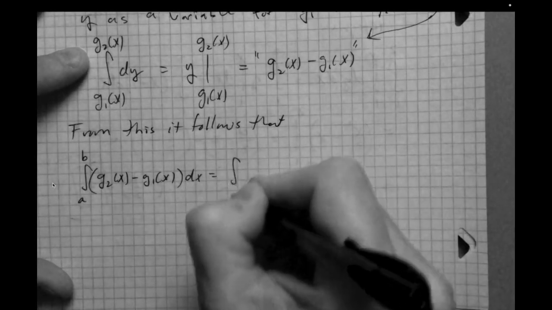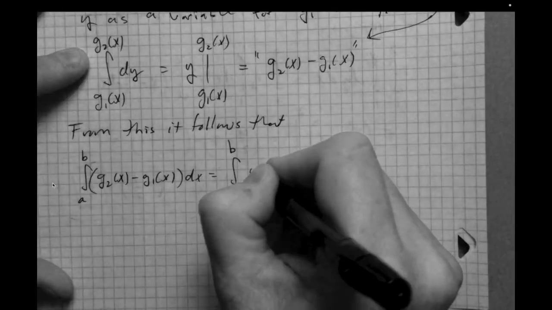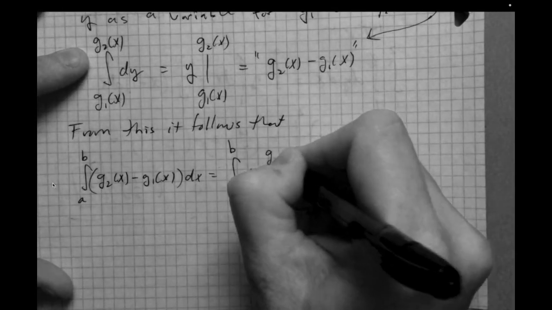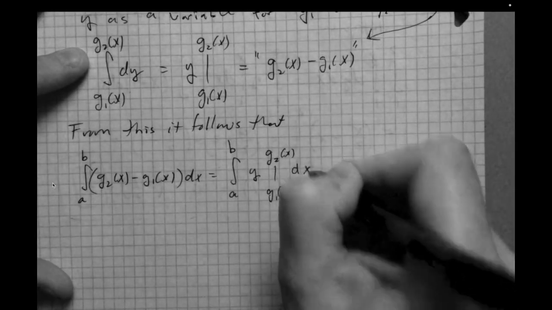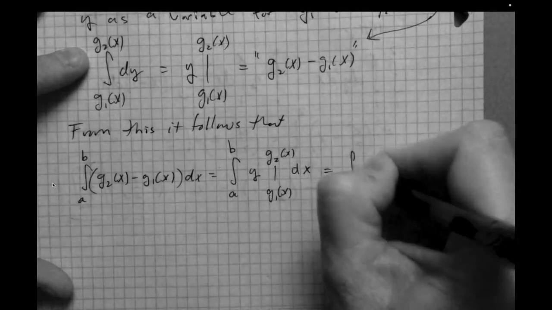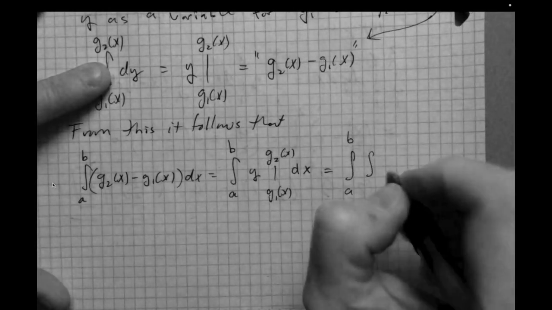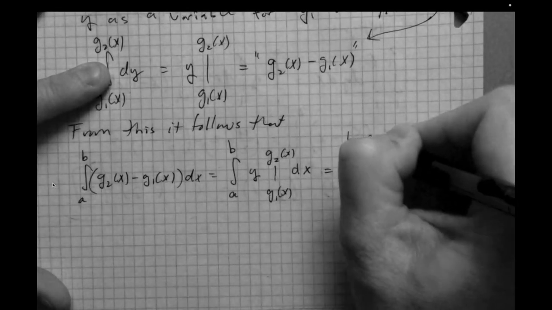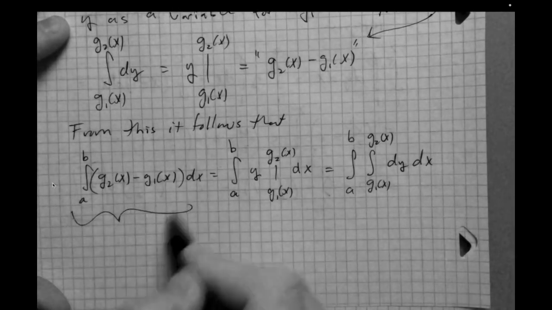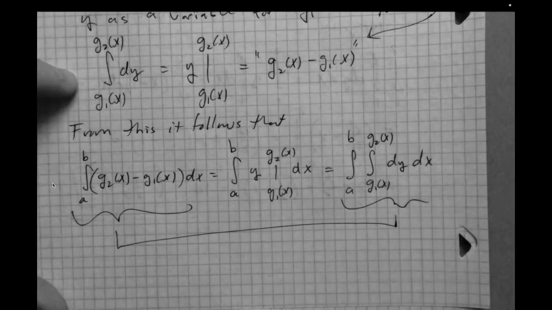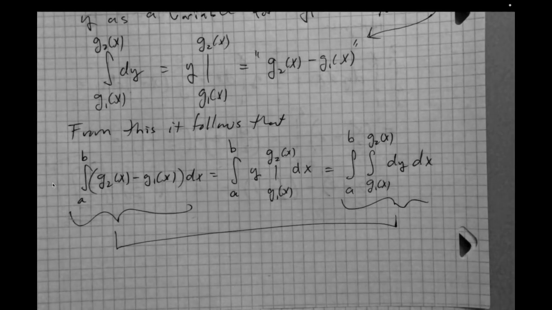Well, that's just equal to the integral from a to b of y. This is what we just talked about. Okay, and that's just equal to the integral from a to b of the integral from g1 of x up to g2 of x dy dx. Okay, so that's how we can go from the standard definite integral into this iterated integral. So that's the setup. That's the idea.